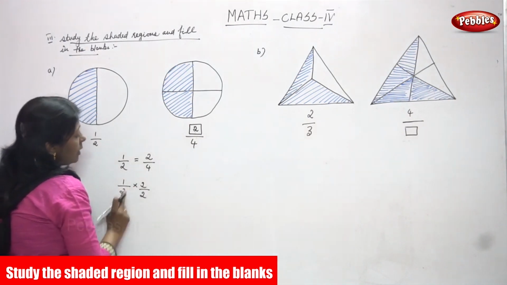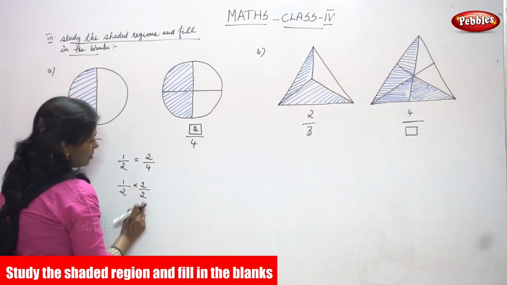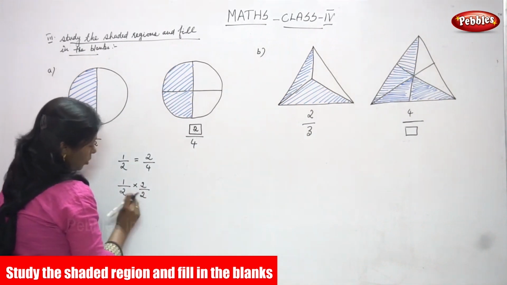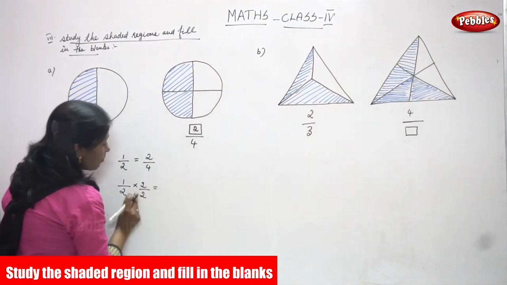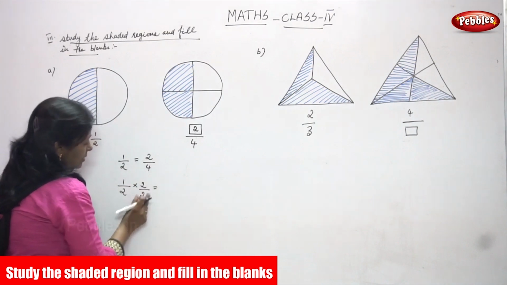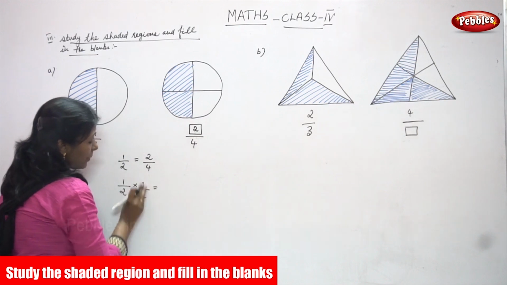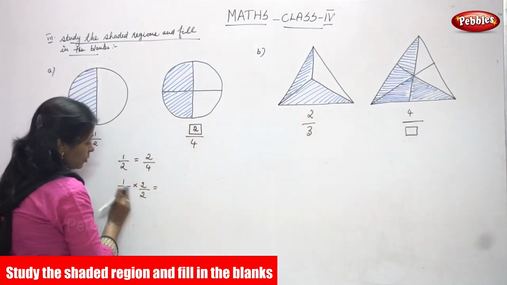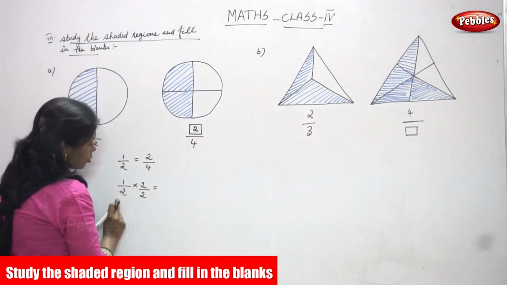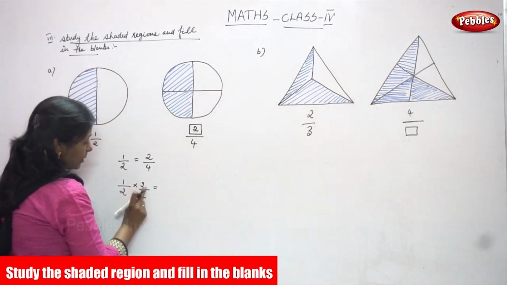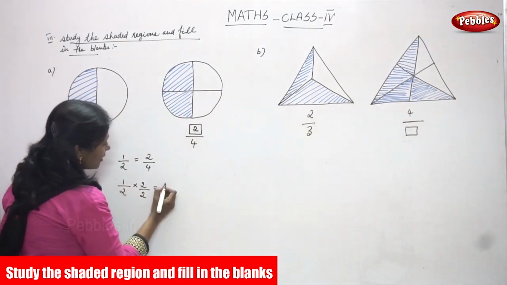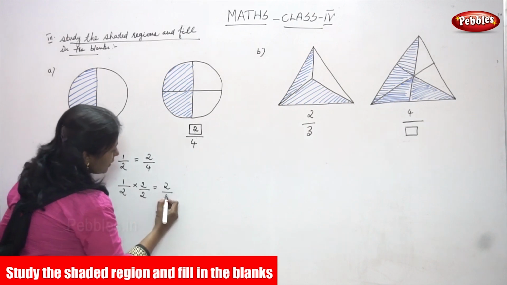So 1 by 2 multiplied by 2. I have taken 2 as an important number. If you want to get 2 by 4, I have to multiply this particular fraction by 2. So 1 by 2 is going to be multiplied by 2. 1 into 2 you get 2, and 2 into 2 you get 4.